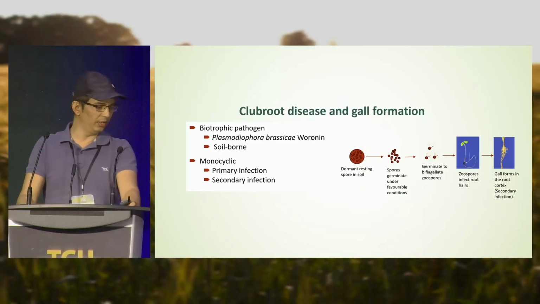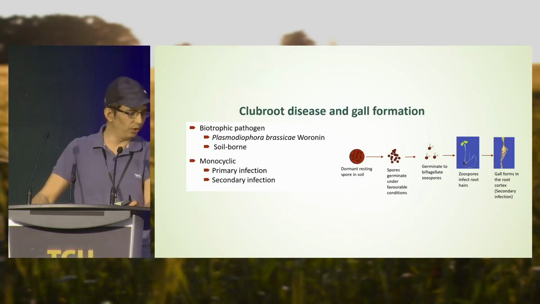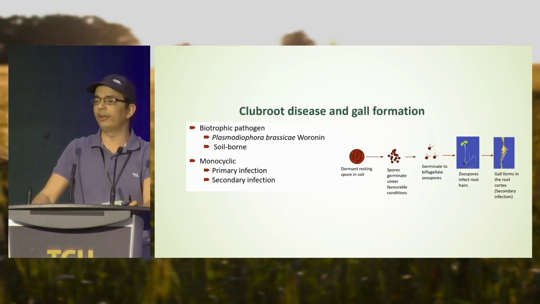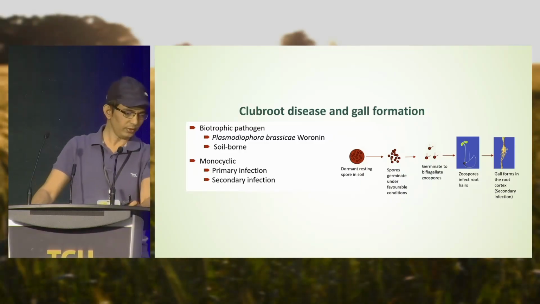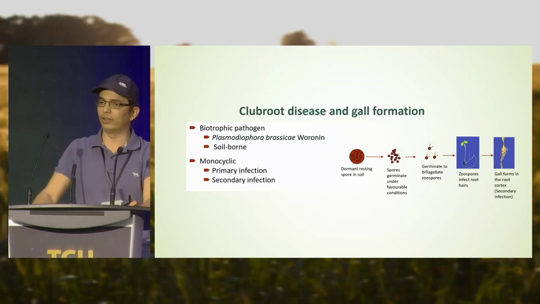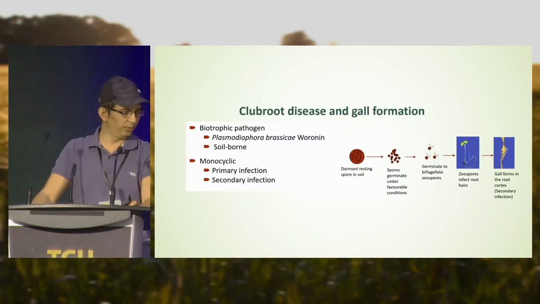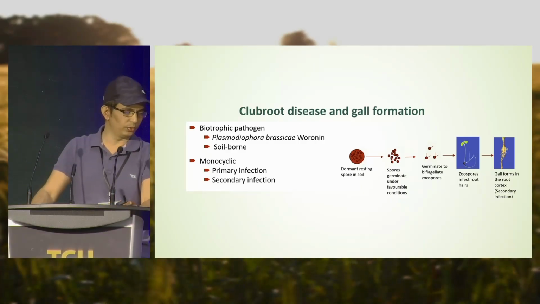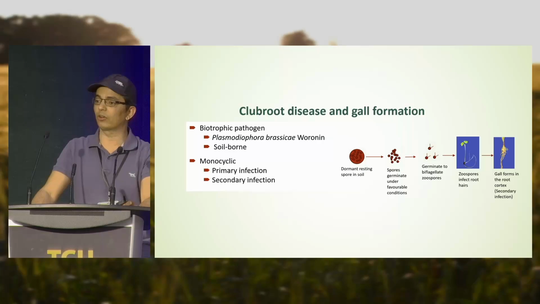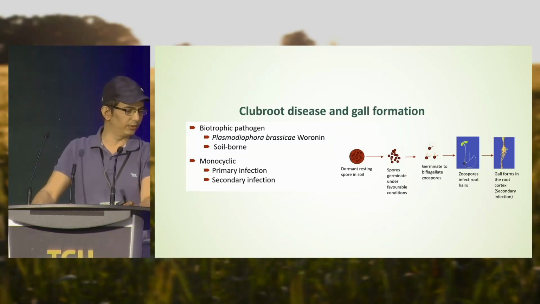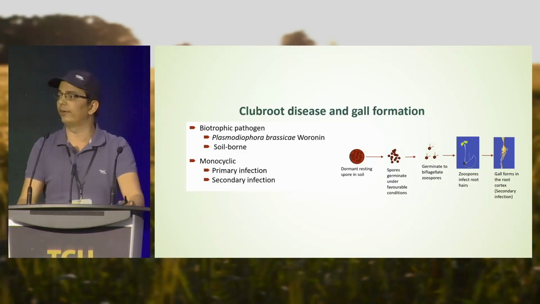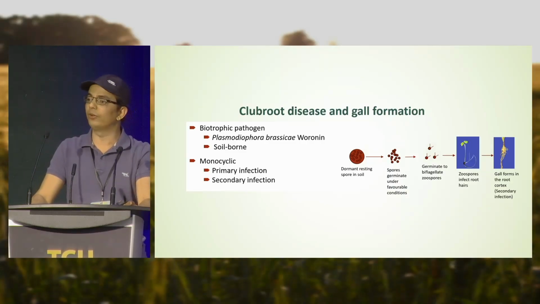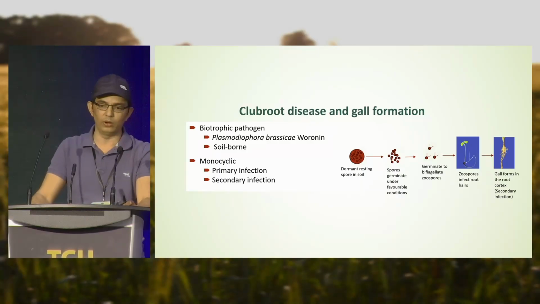Primary infection starts when the dormant resting spores germinate into biflagellate structures, and infect the primary root cells. Then secondary infection occurs when the secondary zoospores infect the cortical tissues. Those are the secondary infection stages. Understanding these primary and secondary infections is important to understand the disease resistance of those introgressed loci from Brassica oleracea.